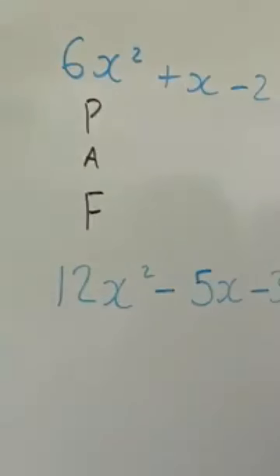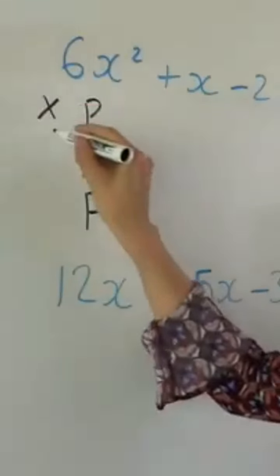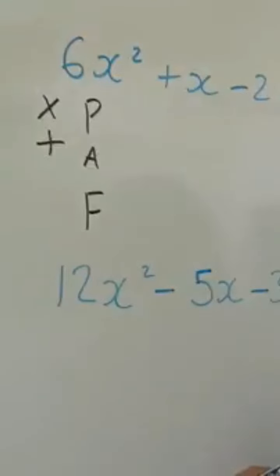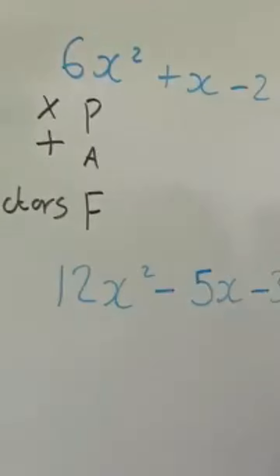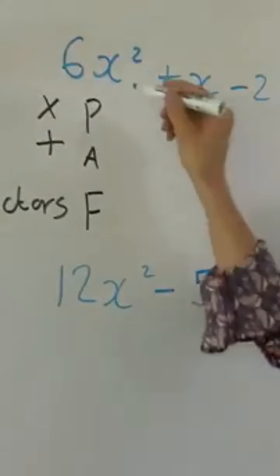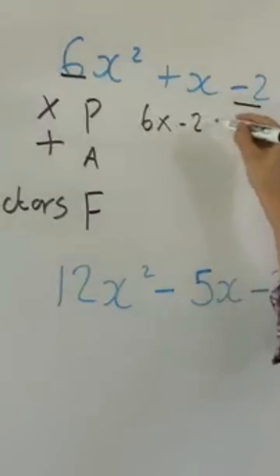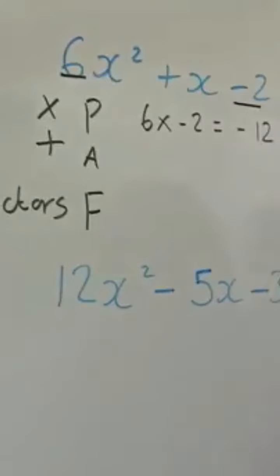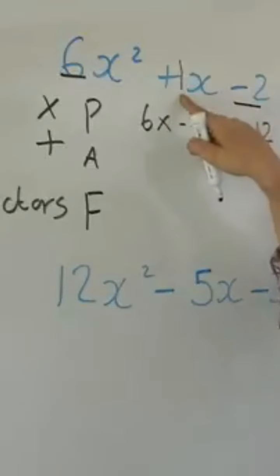In this method PAF, P stands for product, and remember product means multiply. A stands for addition, which is plus, and F stands for factors. Okay, so we find the product by multiplying this number here in front of the x squared with the number at the end. So 6 multiplied by -2 gives me -12. The addition is the coefficient of just the single x term. So in this case, it's just +1.